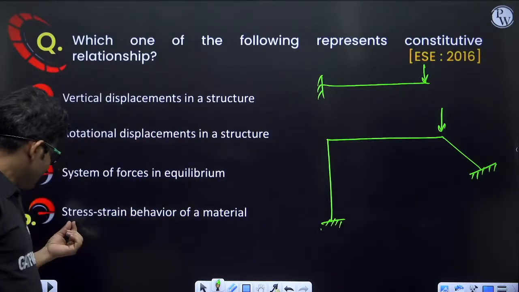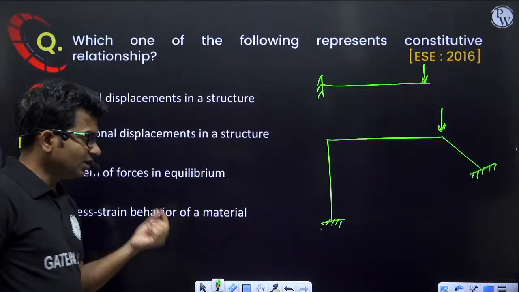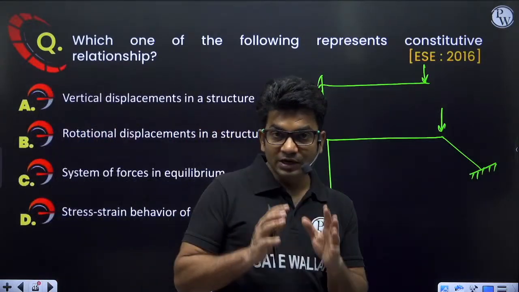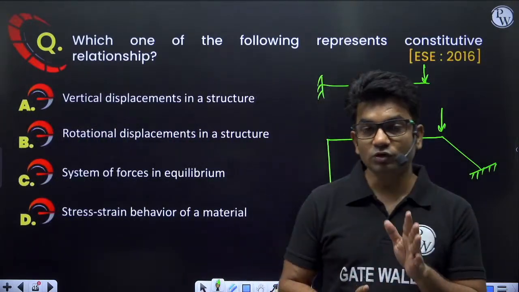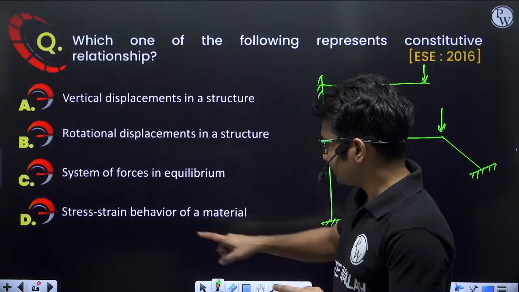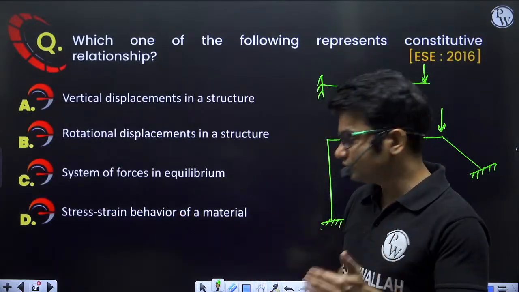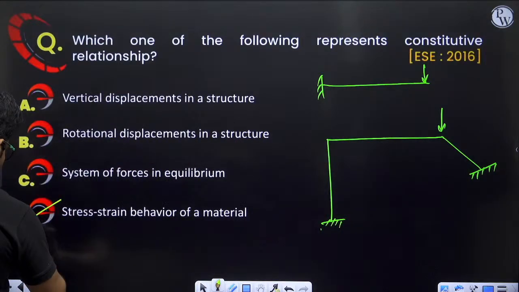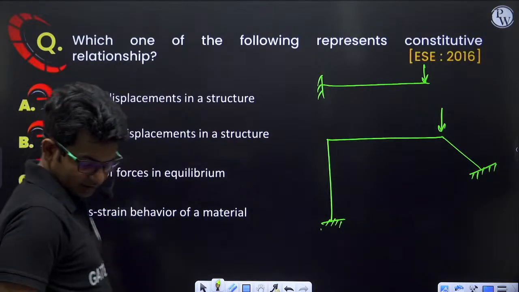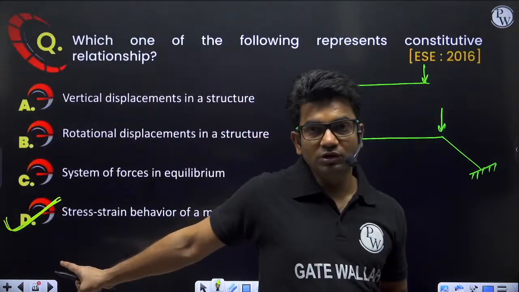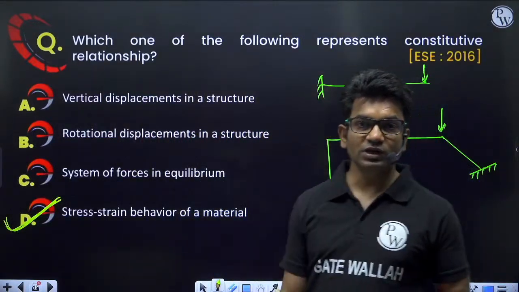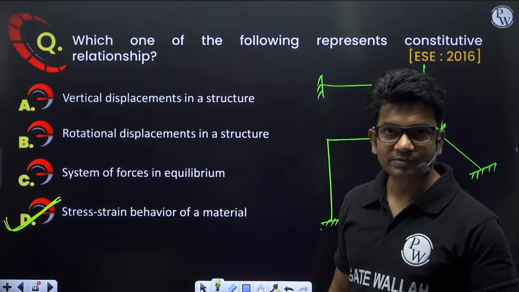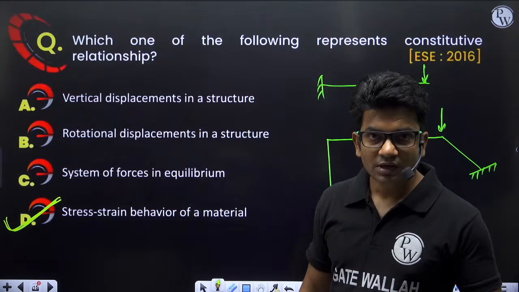Here, stress strain behavior of a material depends only on the properties of the material. So stress strain behavior is a constitutive relationship. The correct answer is option D. It is only depending on the properties of the material. It is depending on Young's modulus, right? Stress strain behavior. Hello Bhavika.